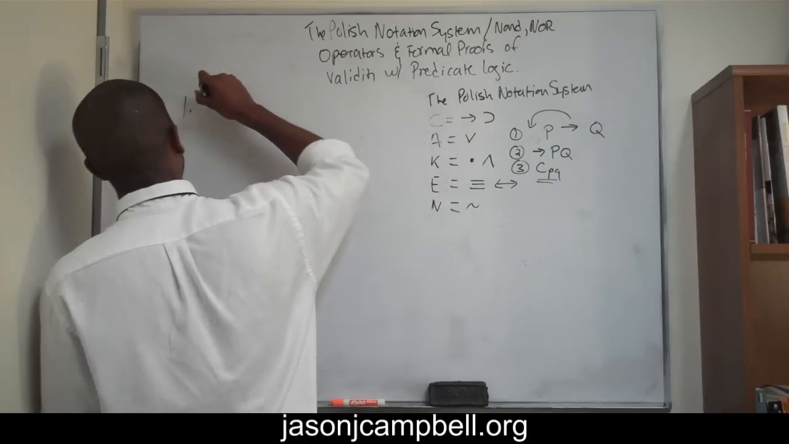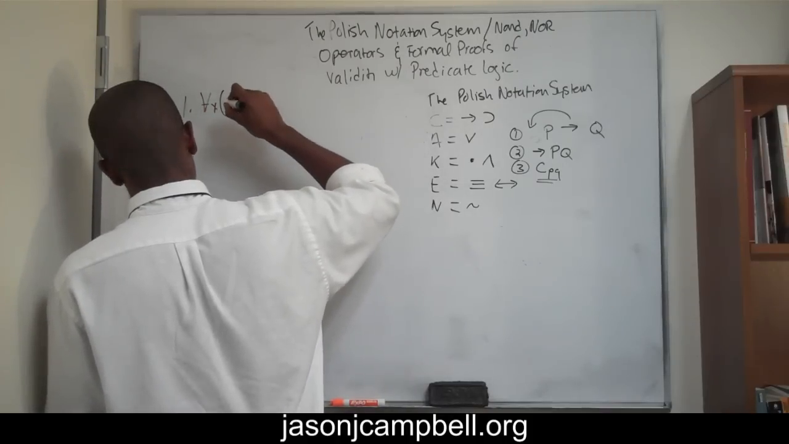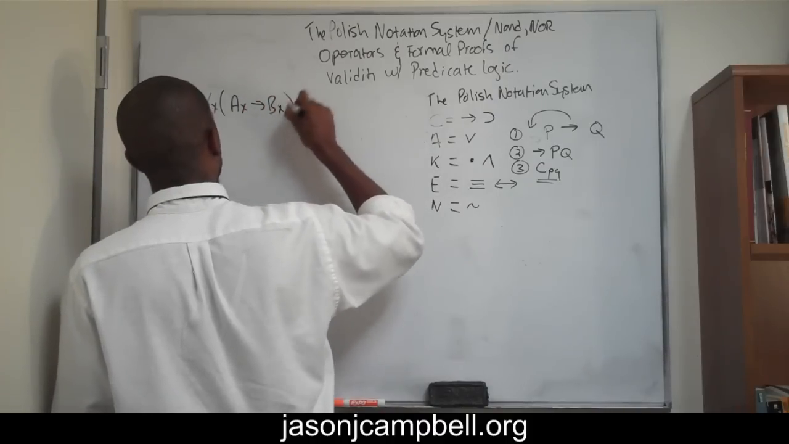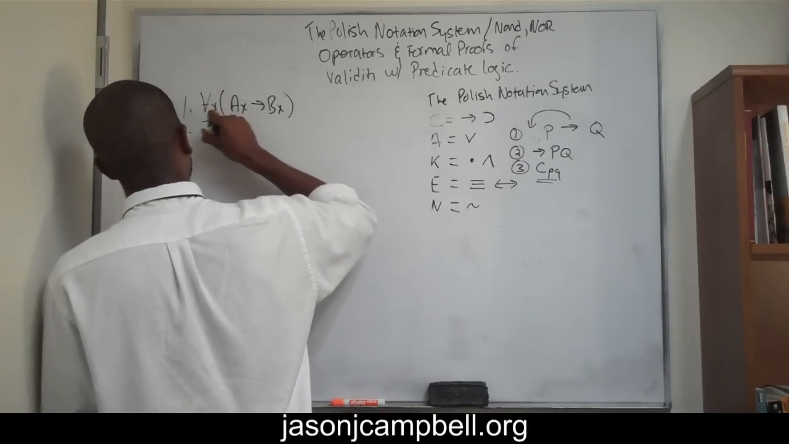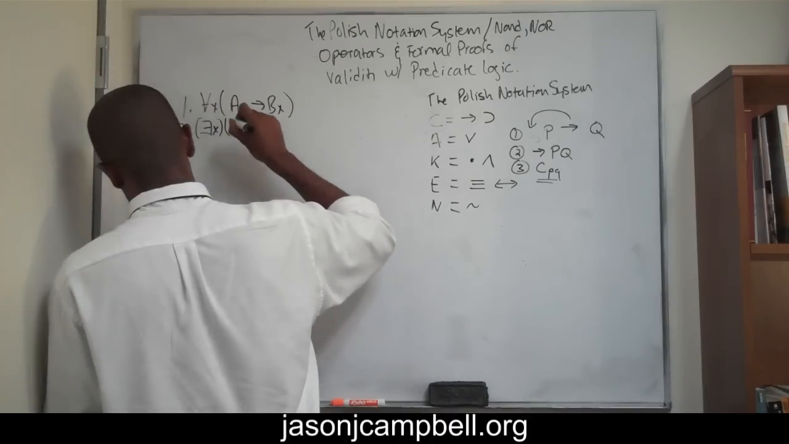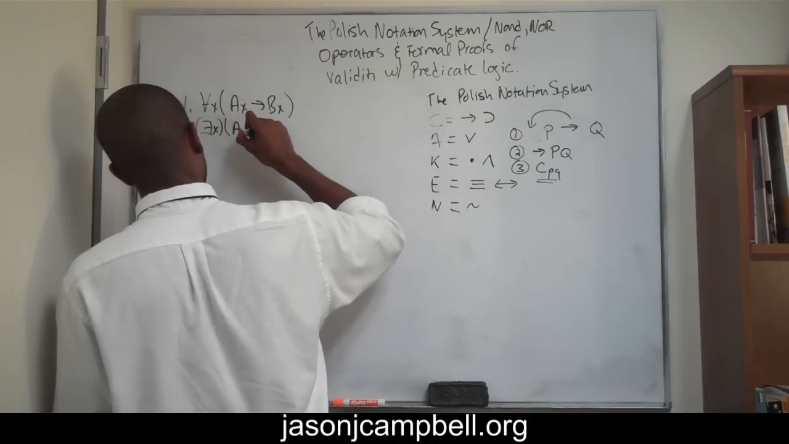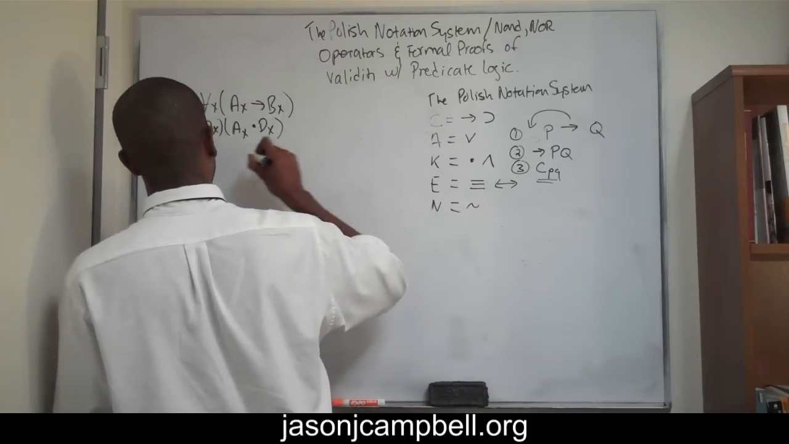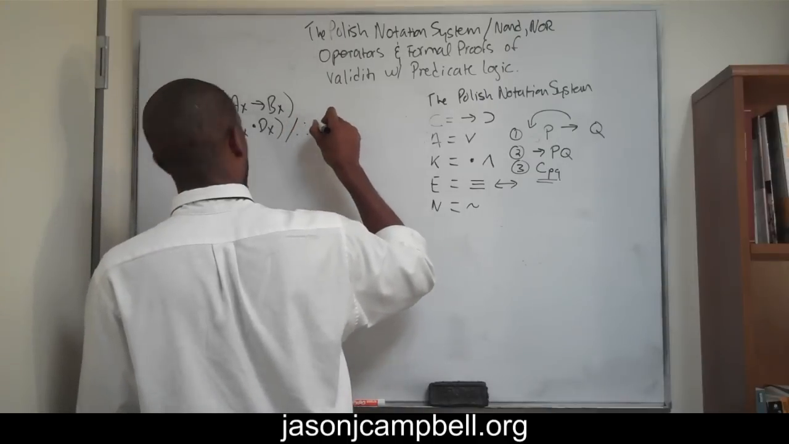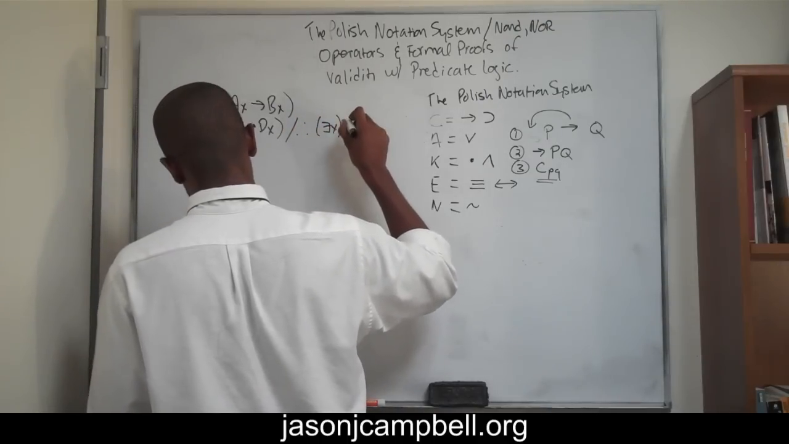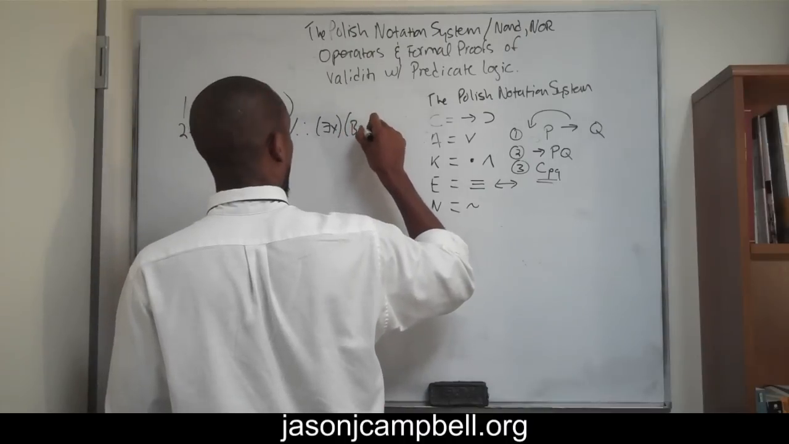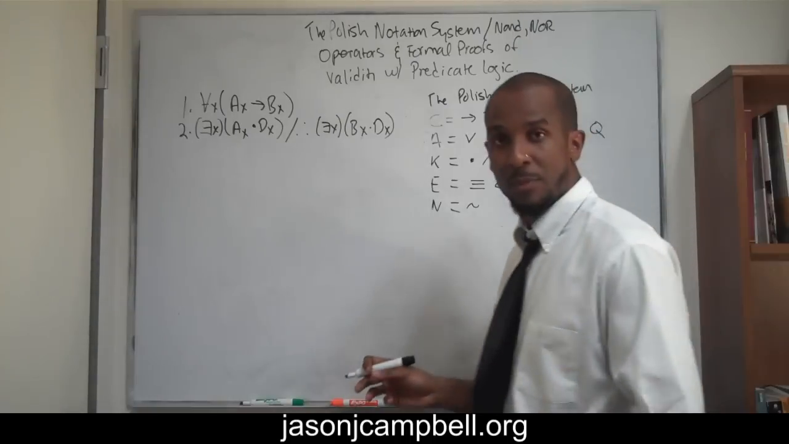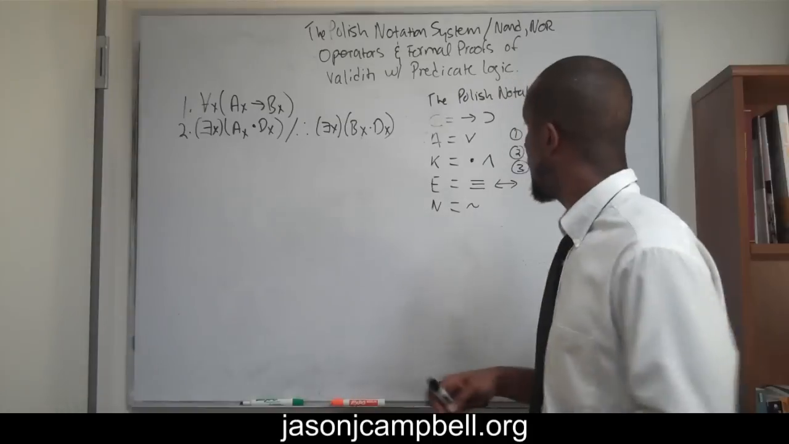For all x, Ax then Bx, to for some x, Ax and Dx. And the conclusion that we're trying to get to is for some x, Bx and Dx. Okay, I did this problem in a previous video.